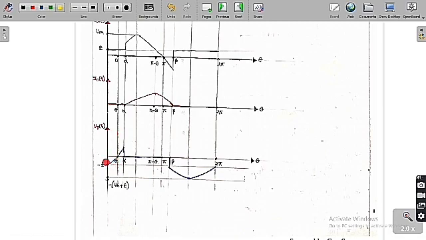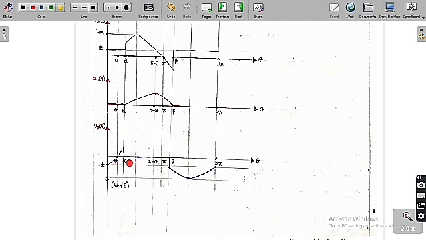As I have already told you, from 0 to theta, the source voltage is less than E. Therefore, it is reverse biased. So the thyristor voltage is equal to Vs of t minus E. At t equal to 0, Vs is equal to 0, so 0 minus E is minus E. At theta, both are equal, so it will become 0.